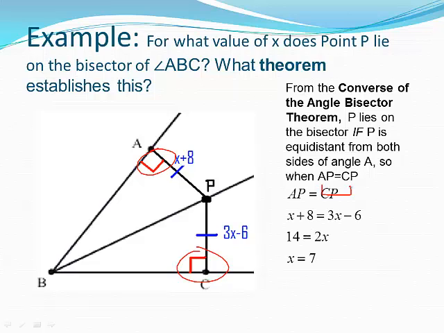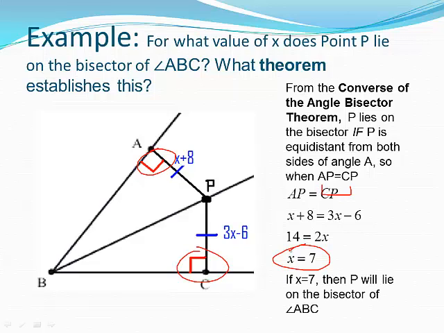Okay, so once we know that, we can say, since we know that the distances are the same, we can set them equal to each other to solve for x. We subtract x on both sides, add 6, divide, and we get x is equal to 7. So we were asked to find out for what value of x does point P lie on the bisector. We found the value of x because they have to be equal. So if x is equal to 7, then P will lie on the angle bisector ABC.